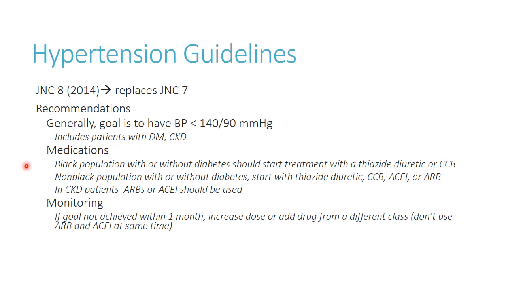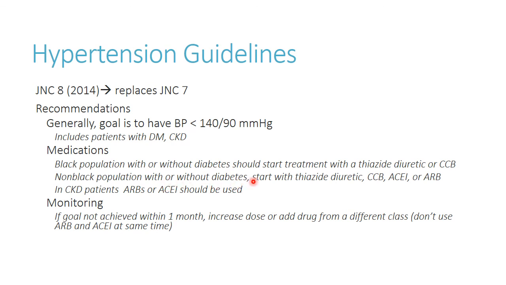What you typically find in the recommendations, and again, this is going to be dependent on each patient, is that the black population, with or without diabetes, tends to do best on either a thiazide diuretic or a calcium channel blocker, right? So I might start out with hydrochlorothiazide, or I might start out with, say, amlodipine, a dihydropyridine. The black population tends to respond best to those for whatever reason. Again, it has to do with salt sensitivity and how much salt they tend to retain in the vasculature. They tend to respond best to that.